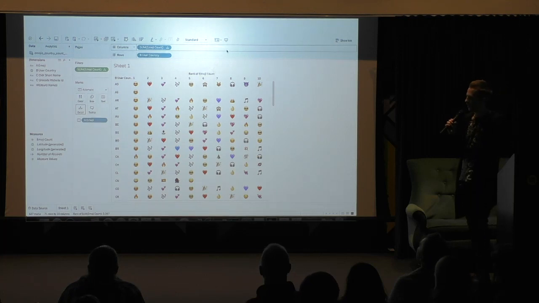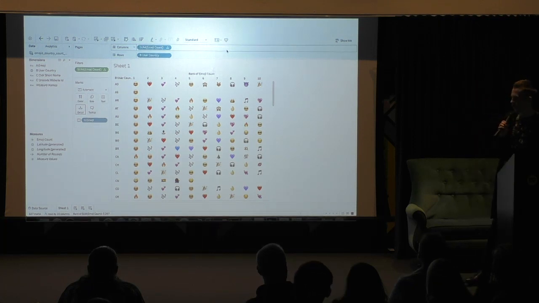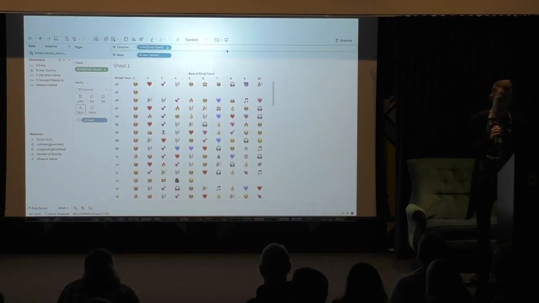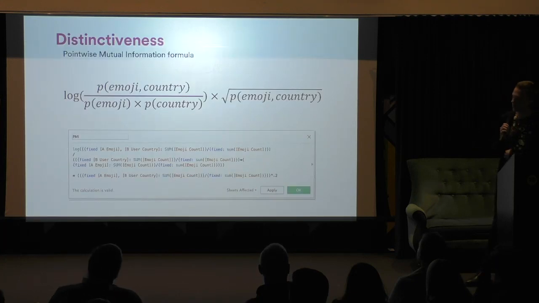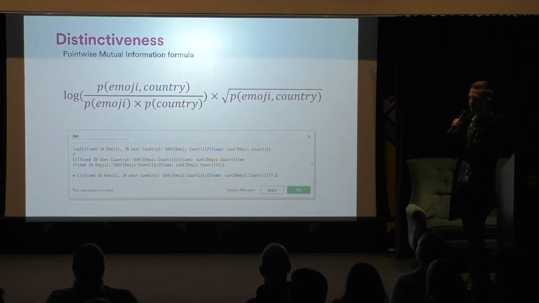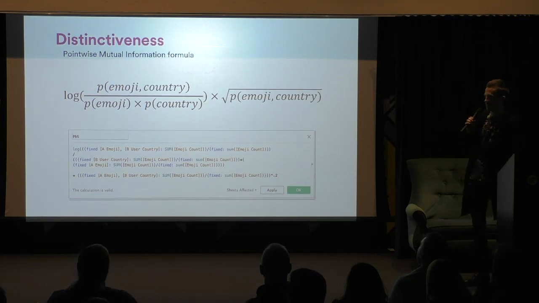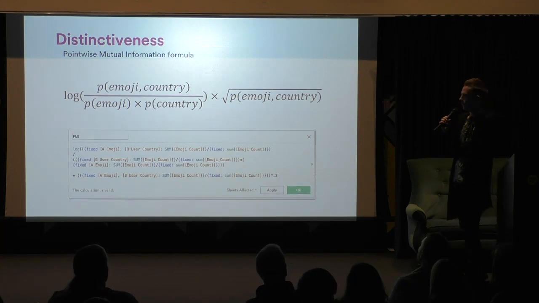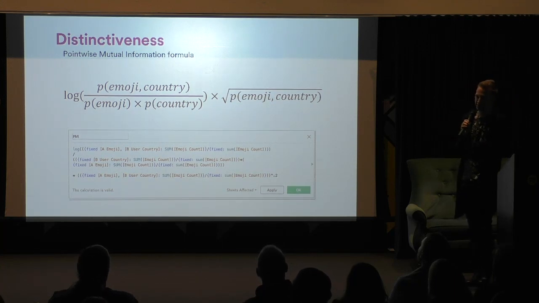The one problem, though, is that almost all of the emojis are the same for each country. That's based on sort of the bias of popularity of that emoji. So the next thing that we do, and it's a trick that I use all the time, is to calculate the distinctiveness of an association. And this formula I basically copied from Wikipedia because someone in research told me that this is what I should use. And so I just copied it.